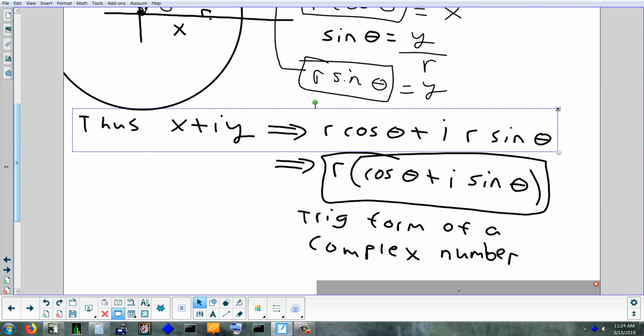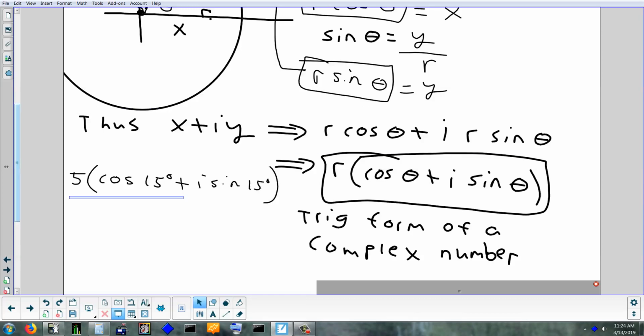And that is the trig form of a complex number: r times cosine theta plus i sine theta. So a final answer to a problem in trig form could look like this. Let's say you had a radius of 5 and the angle was 15 degrees. I just made those two numbers up. That's what a final answer looks like in trig form. You don't do anything with it. You don't take the cosine of 15 or distribute the 5. If you want to leave your answer in trig form, that's exactly how it'll look.